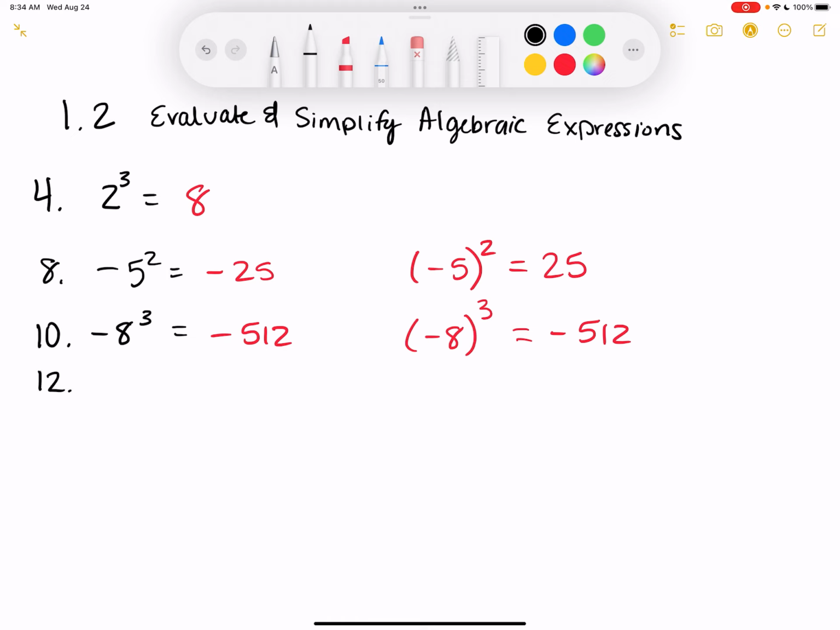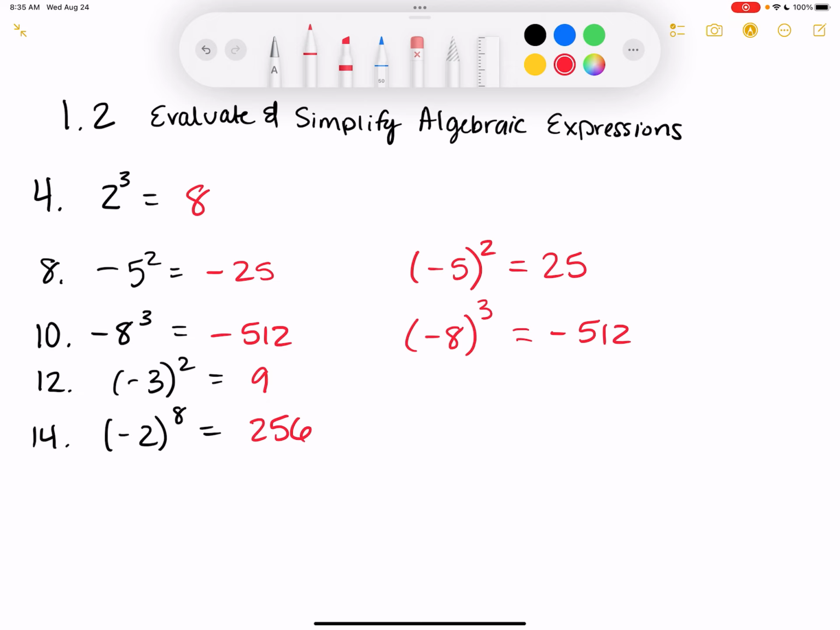So then negative 3 in parentheses, squared. Positive 9. Number 14, negative 2 in parentheses, to the 8th. It is positive because this is an even power, and it's inside the parentheses.